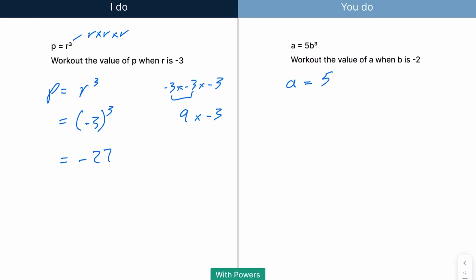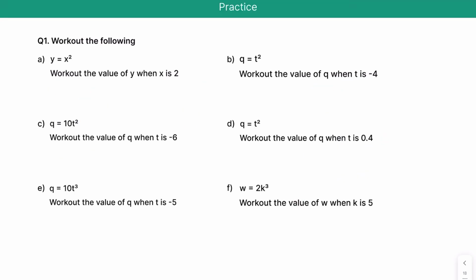So that's 5b cubed, and then that becomes, well, let's substitute b in, 5 times minus 2 cubed, and what is minus 2 cubed? Well, that's just going to be minus 8. So the answer here is going to become minus 40.